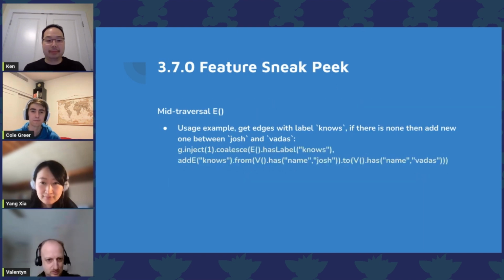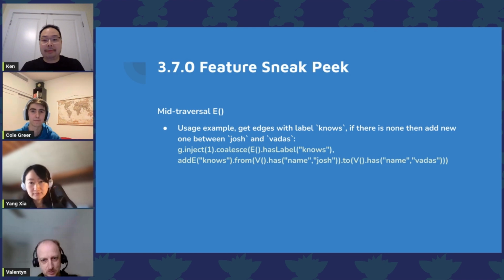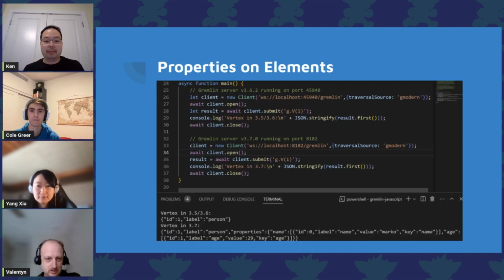I would like to review what we can expect in the next major version update. A small improvement is the ability to use step E in the middle of a traversal, not just at the beginning as it used to be. For instance, this allows you to create queries like create if not exist, as shown in the code example. This feature is already implemented. Next slide, please.